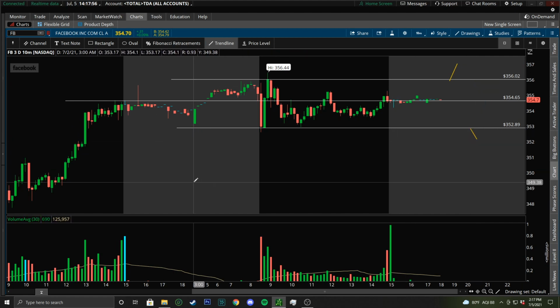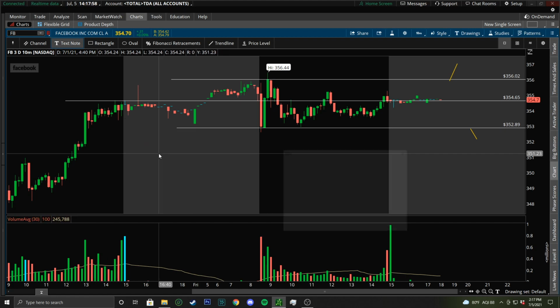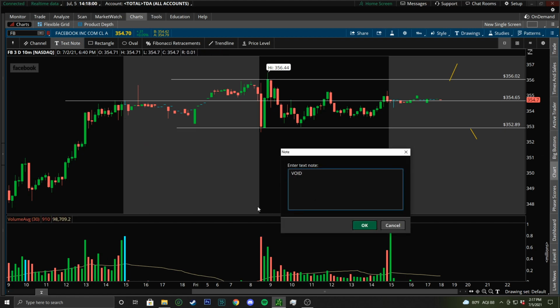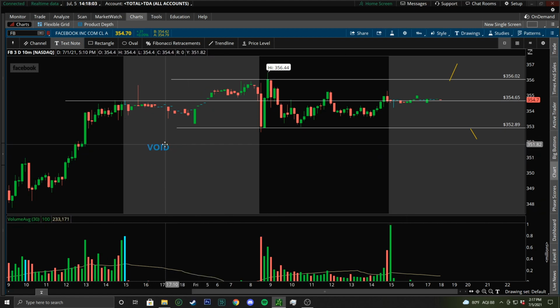So nothing happened, but what are we going to mark it as? Void. Nothing has happened to it today, but it's not like the value of this play or the significance behind these levels has just vanished. This is still a really good play we can take advantage of. We just have to be a little patient.